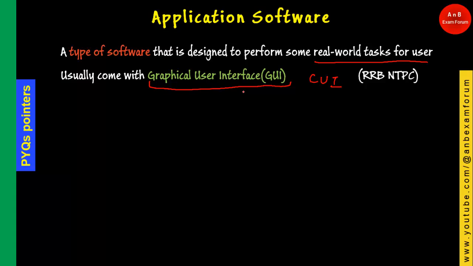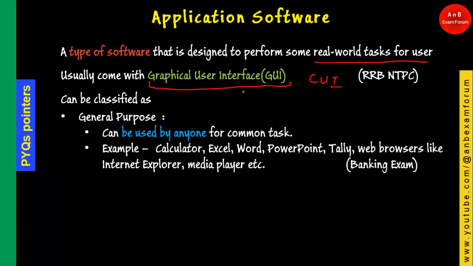Okay, and application software can be classified as general purpose and special purpose. These general purpose application software can be used by anyone for common tasks. For example, now everybody is computer savvy, so anybody can use a calculator, anybody can use Word, anybody can use PowerPoint or a web browser or a multimedia player. So anything that can be used by anyone for a common task is a general purpose application software.